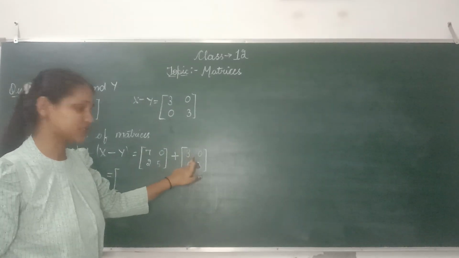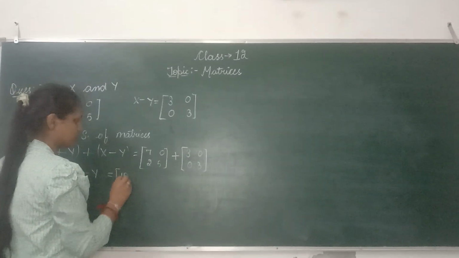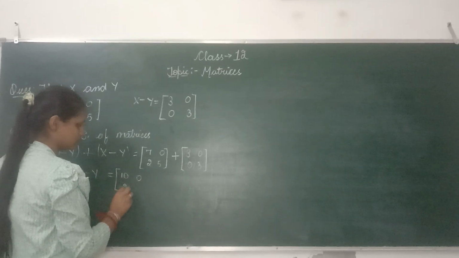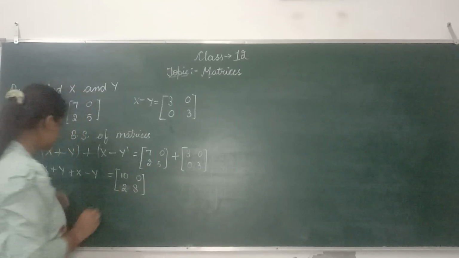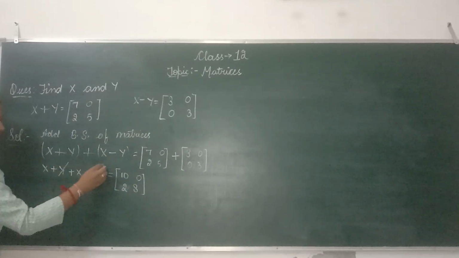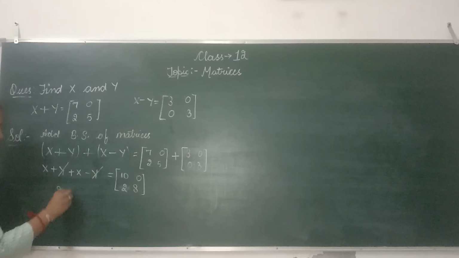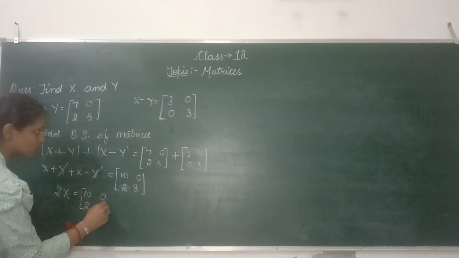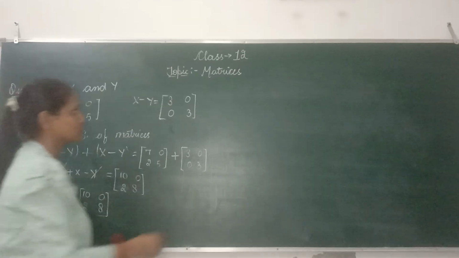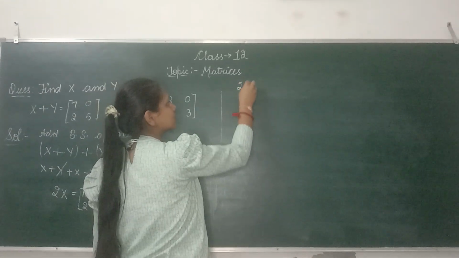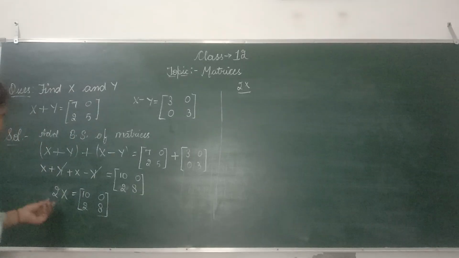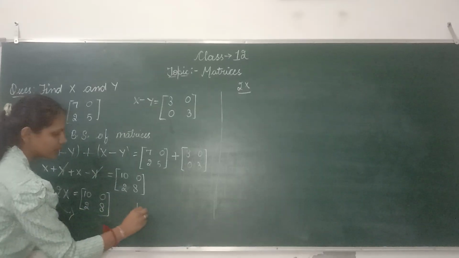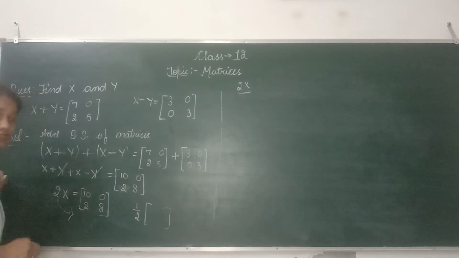First element should be added to first element. 7 plus 3, 10. 0 plus 0, 0. 2 plus 0, 2. 5 plus 3, 8. And this plus y and minus y should be cancelled, and this will be 2x, which is given to be 10, 0, 2 and 8. So this 2 is multiplied with this x. So by going this 2 to the other side of the equation, it will become 1 by 2 of the matrix given.